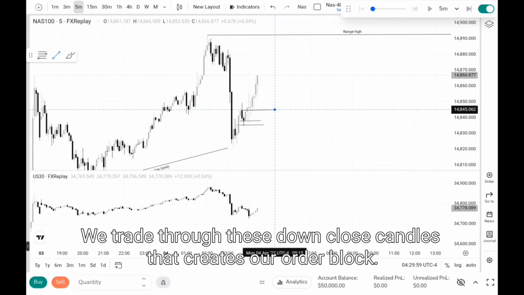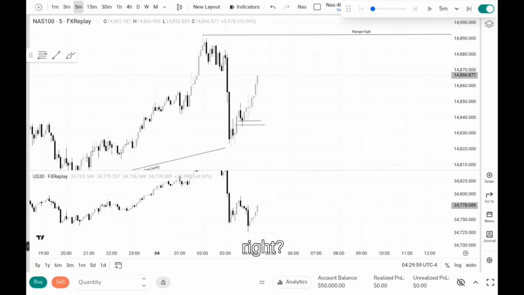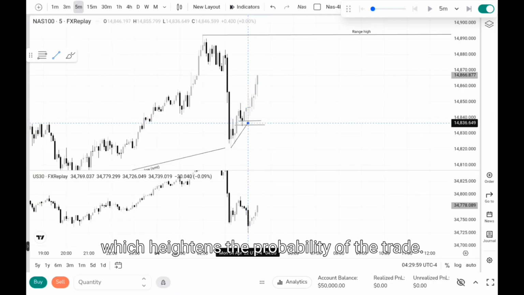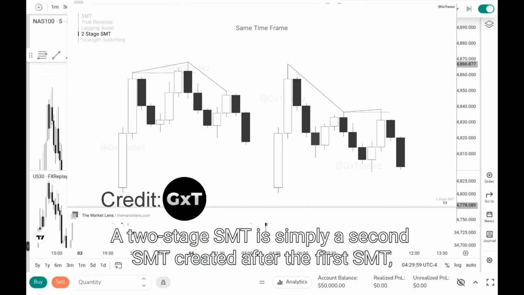We trade through these down close candles. That creates our order block. We can go long right there, targeting the range high, right? And here we even see a two-stage SMT, which adds to the probability of the trade. A two-stage SMT is simply a second SMT created after the first SMT, right?